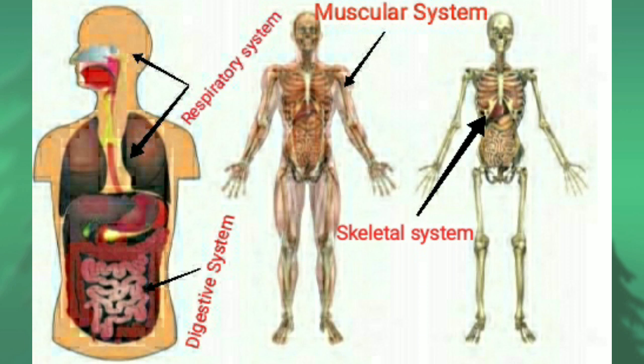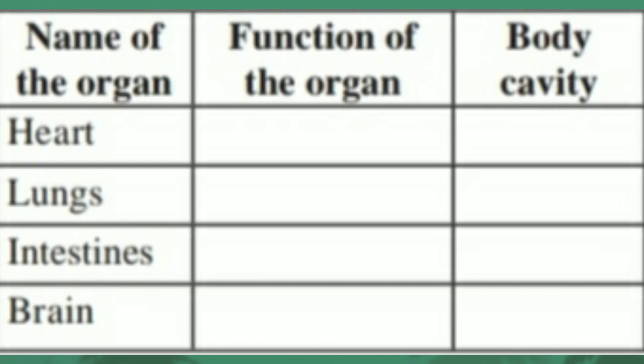are a few of them. In the previous classes, we have learnt about some organ systems, their functions and their locations in our body. With the help of that, let's try to complete the given table. In the given table, they have provided us with the name of the organ. You have to identify and write down the function of the given organ and also identify the body cavity in which the organ is located.